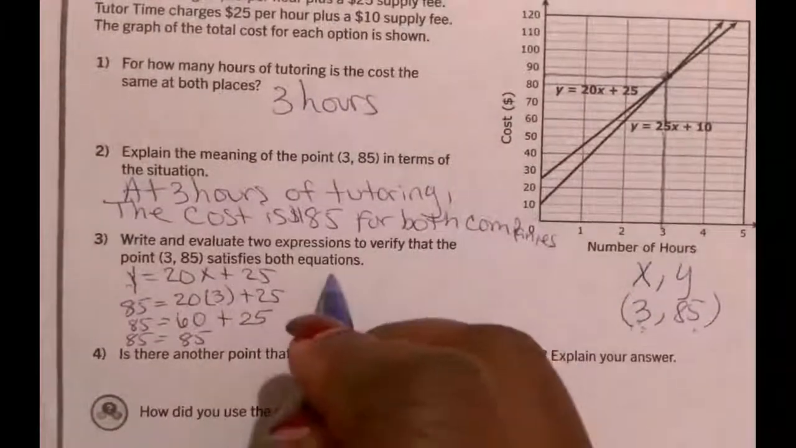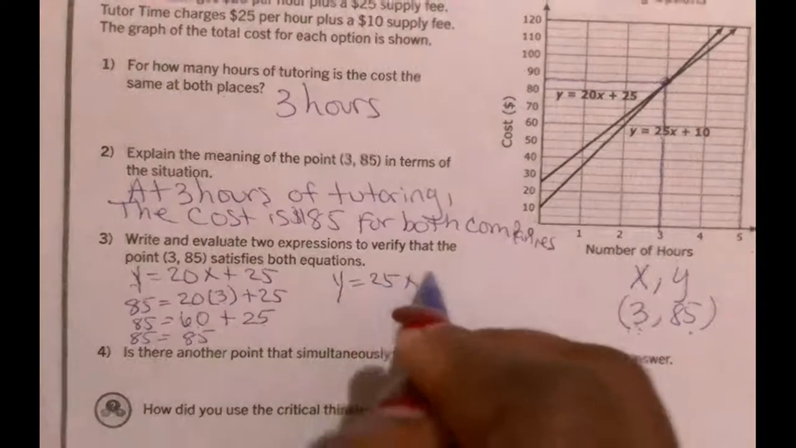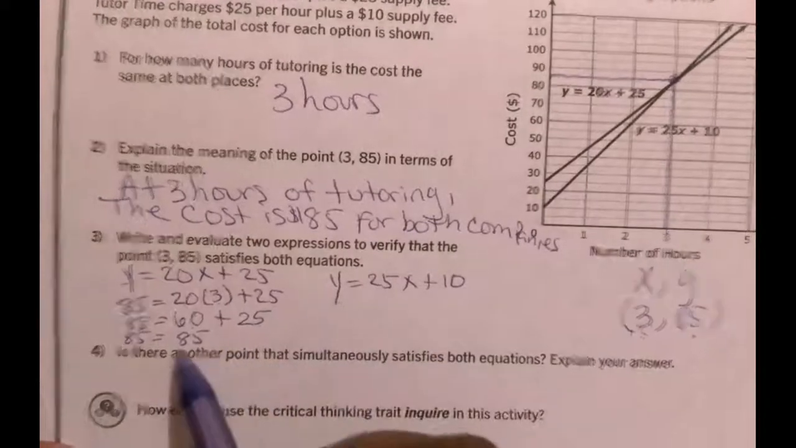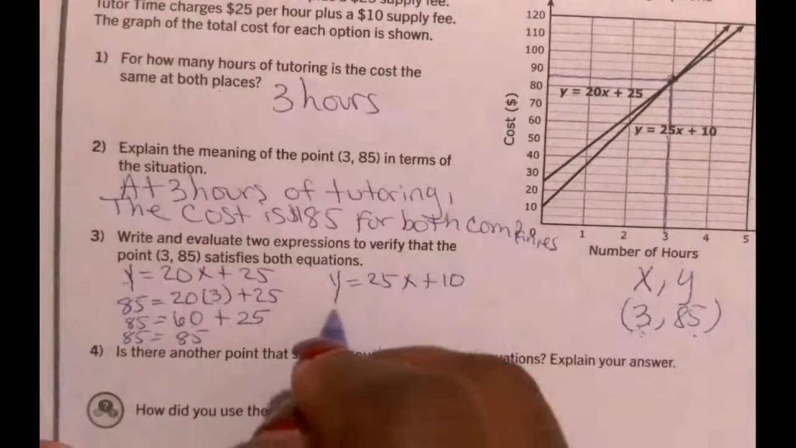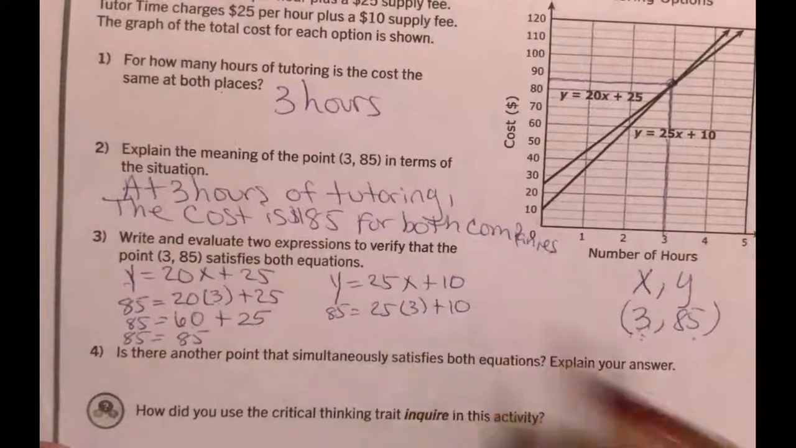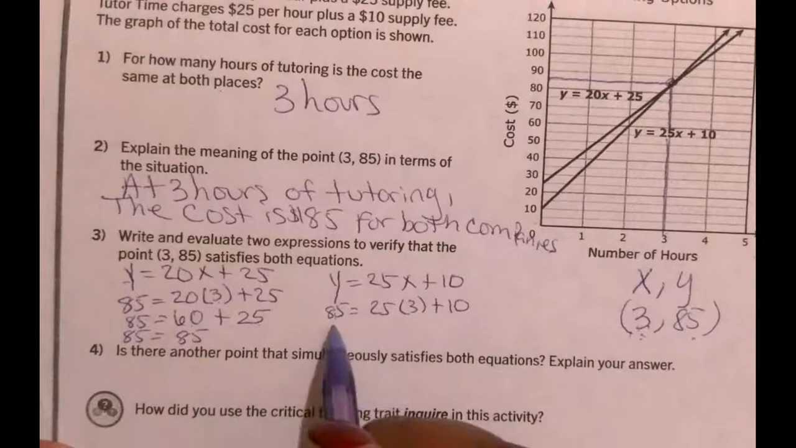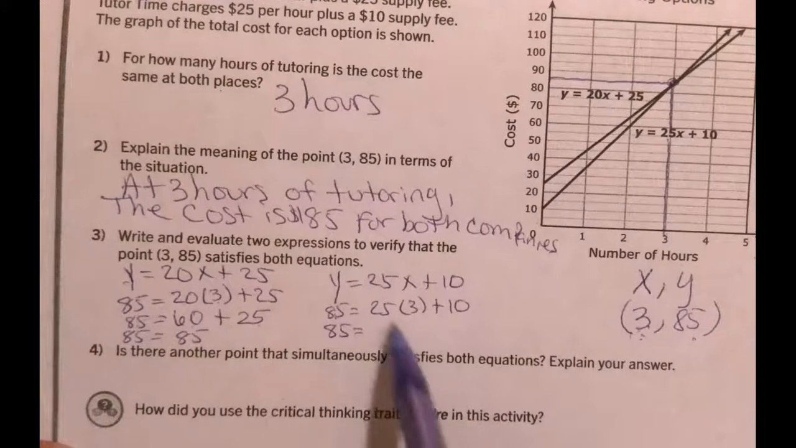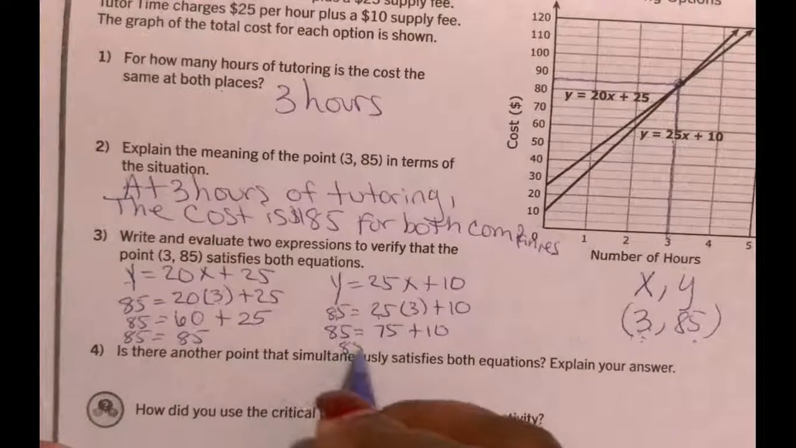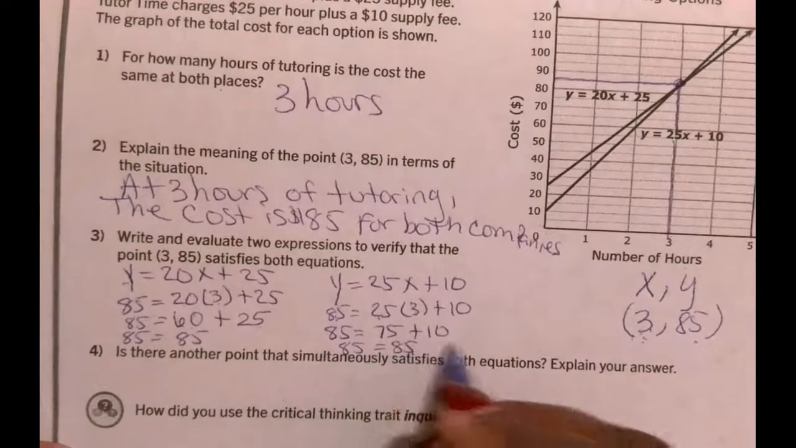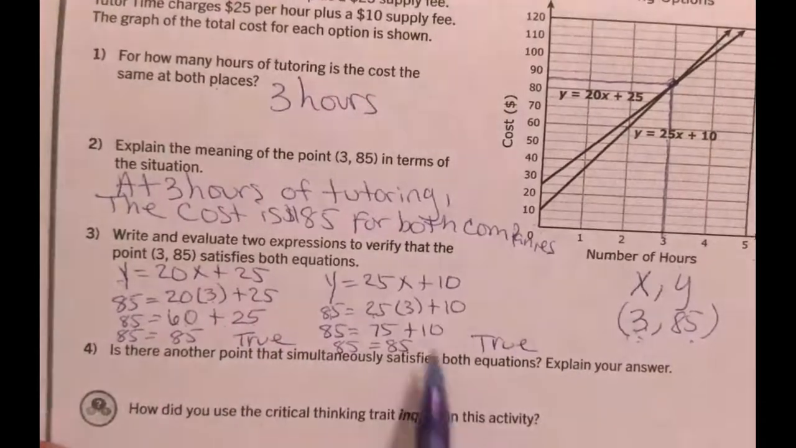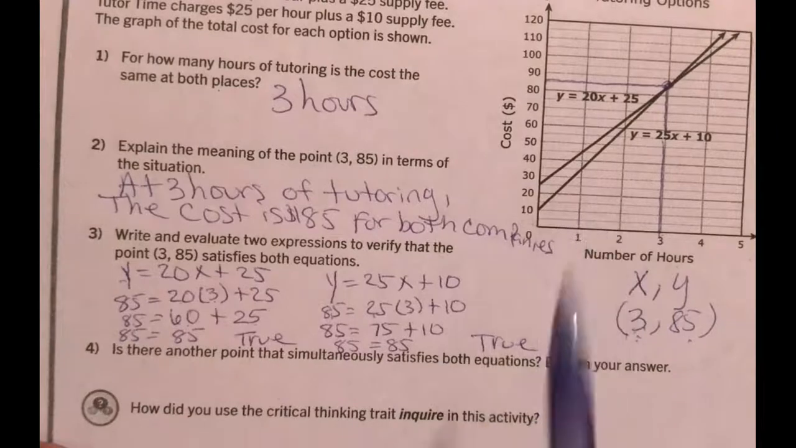Let's do the other one. y equals 25x plus 10. I'll plug in the same coordinates. The goal is to get 85 for all of the coordinates. So 85 equals 25 times 3 plus 10. I'll keep the 85 and keep bringing it down on the right. 25 times 3 is 75 plus 10. So that's 85 equals 85. So this is true as well. So that's how I proved that this is correct.